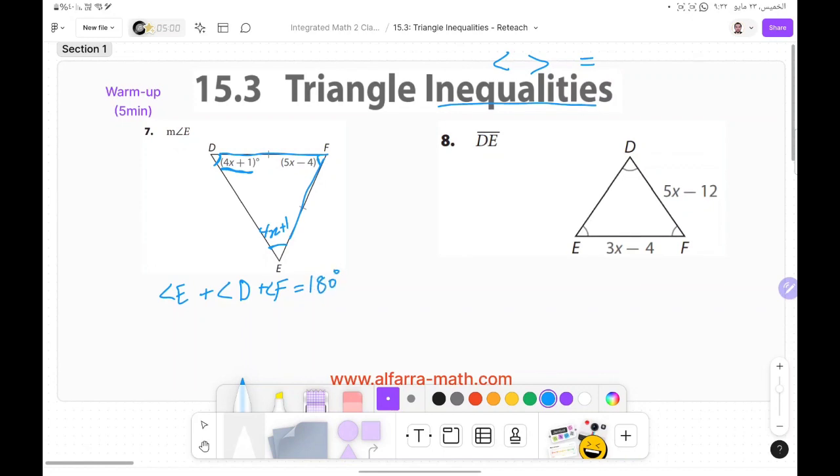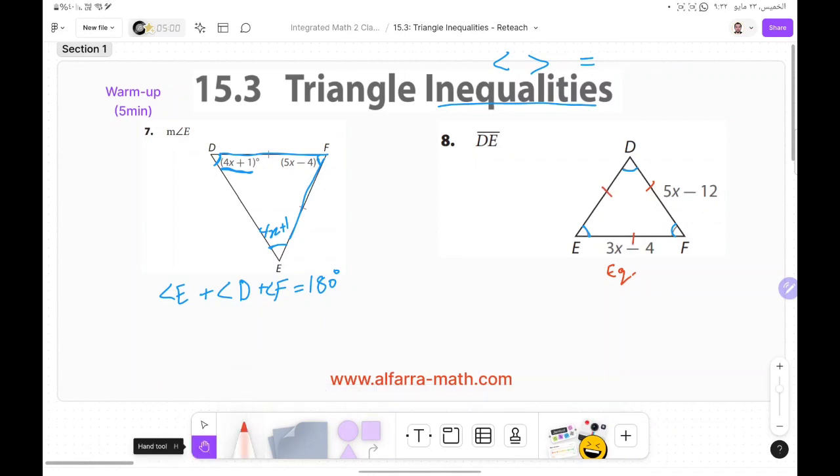Here it's the same thing. It's giving you that these three angles are congruent or equal. So for sure this could be an equilateral triangle because three angles are equal. So for sure the three sides should be equal by the converse.